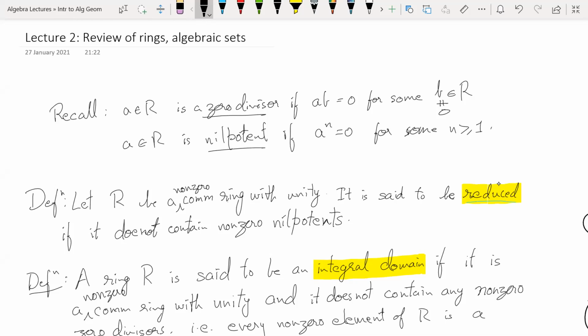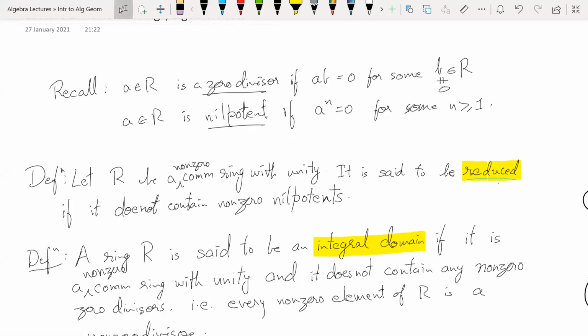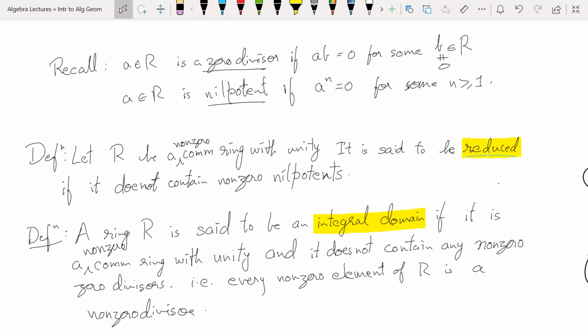So 0 qualifies as both nilpotent and zero divisor. Some people take the convention that 0 is not a zero divisor or not nilpotent, but we will assume they are. Both conventions are prevalent.